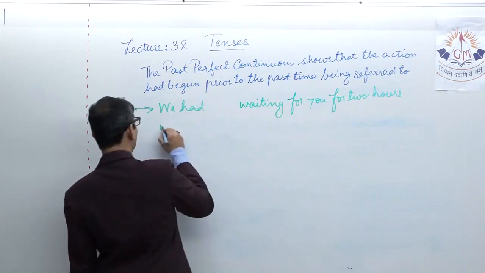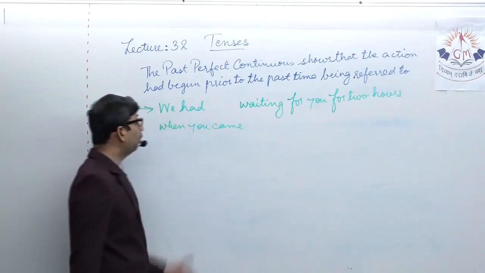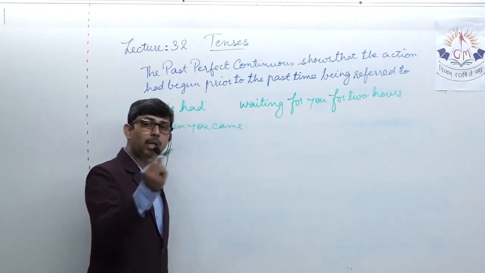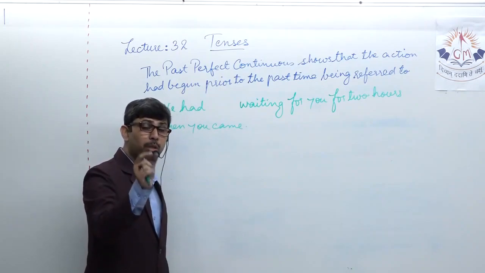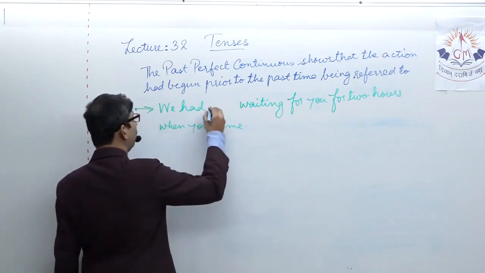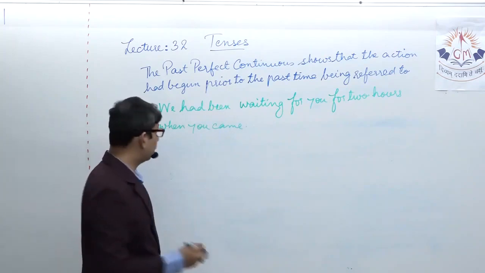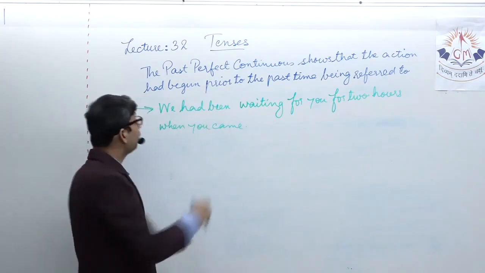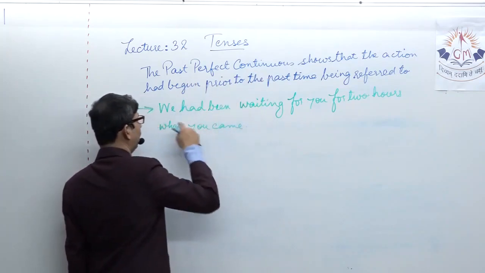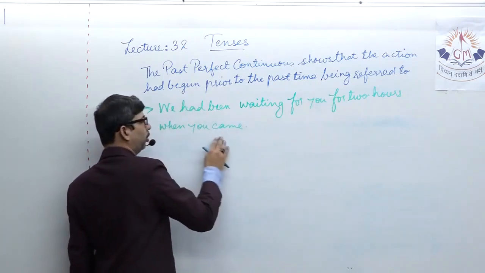Now you see over here the whole sentence. When you came. Now properly you will be able to see. We had waiting makes no sense, isn't it? Just like we learned in the present perfect continuous, we require a word which will join the two. Hence, we will be applying the word been. So, had is the necessary perfect part and the ing form is the necessary continuous part. So, we had been waiting for you for 2 hours when you came.